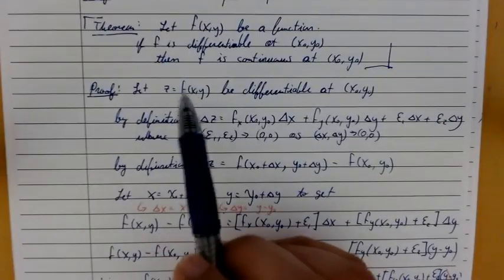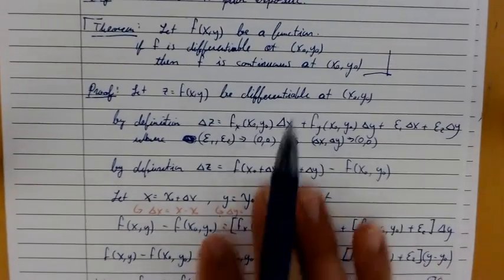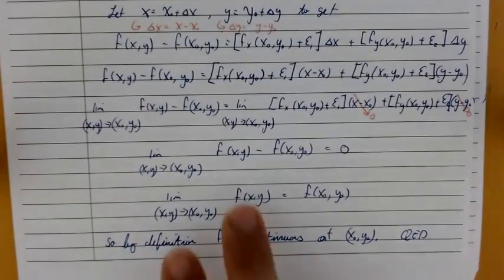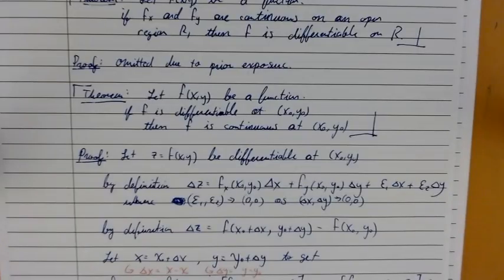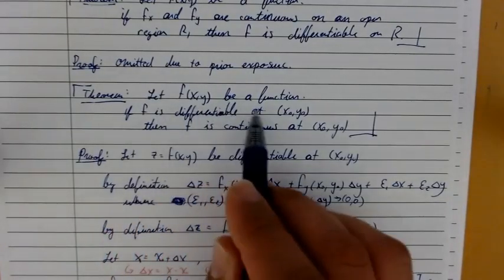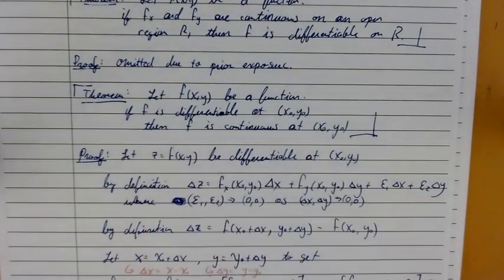Here, we began by assuming differentiability at a point, and in the end we ended up confirming continuity at a point, which was what our theorem stated. If f is differentiable at a point, then it is continuous at that same point.